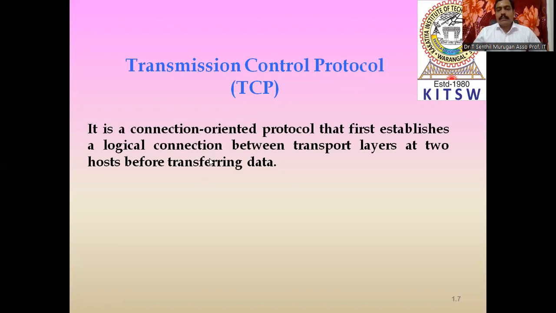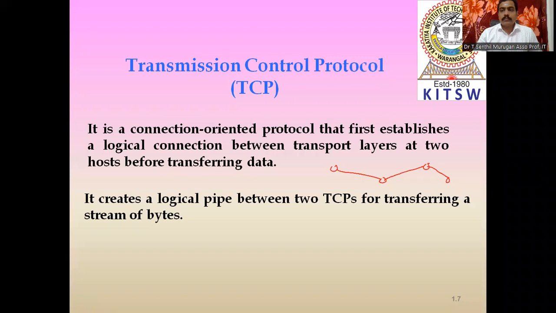So what is the meaning of that? If the nodes are in different positions, first it will establish the connection between source and destination, and only then will it send the data. That is a connection-oriented protocol. It creates a logical pipe between two TCPs for transferring a stream of bytes.